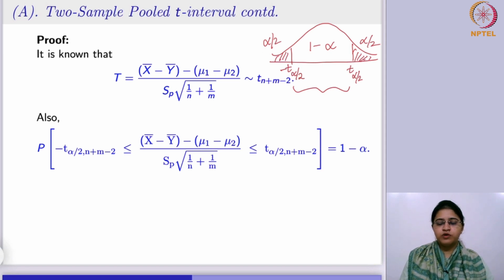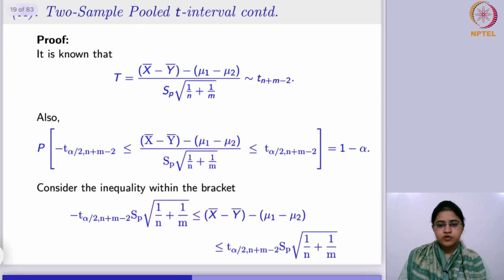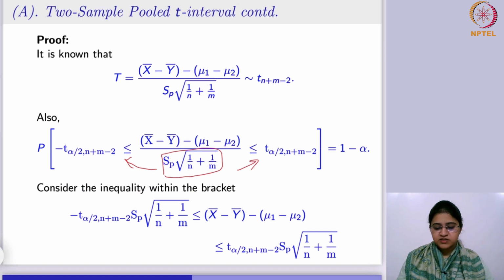So what will it be? If this is your t, we will write that t lies between minus t alpha by 2 and t alpha by 2, and this probability is 1 minus alpha. Now we can simplify this. Here we can take this term to either side, and then we get this inequality.